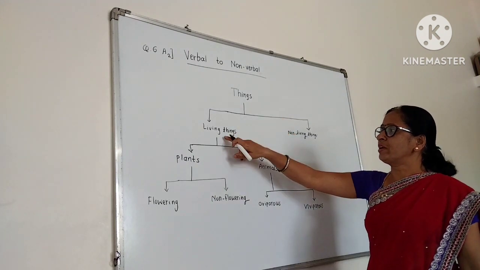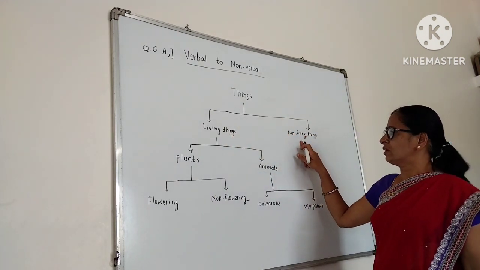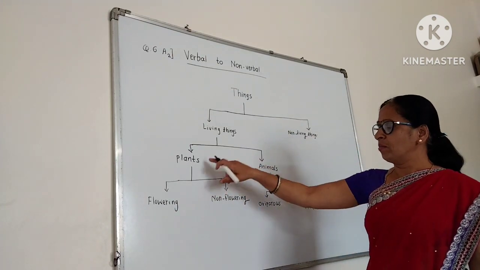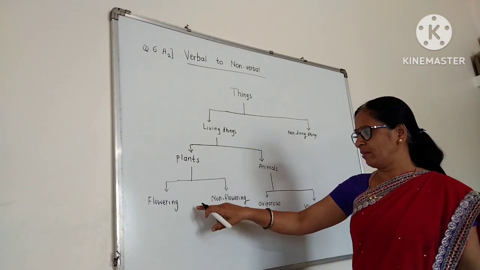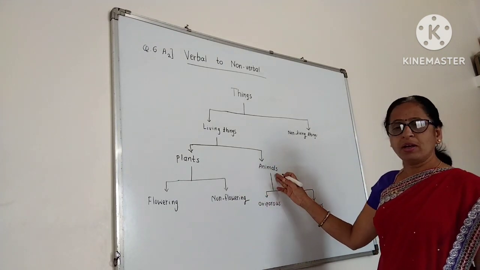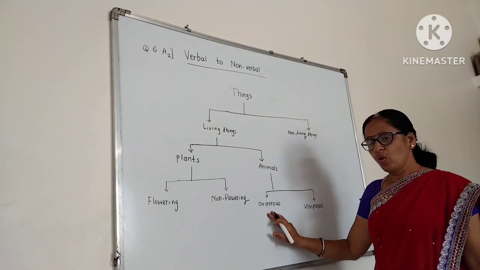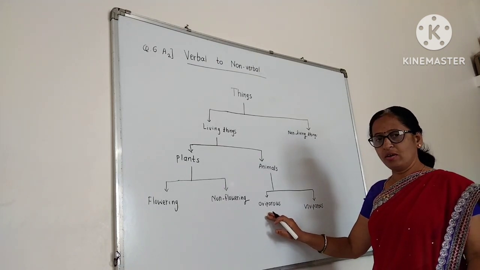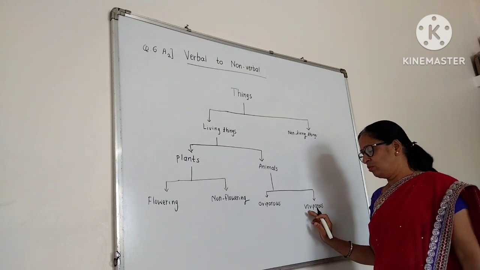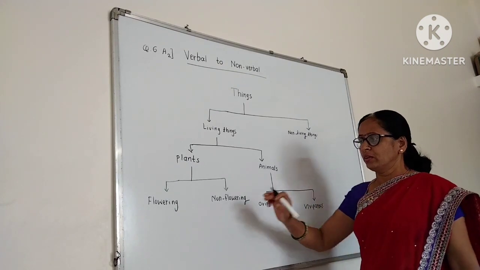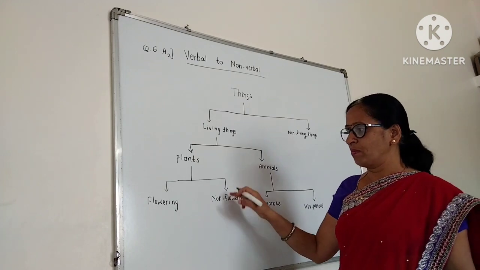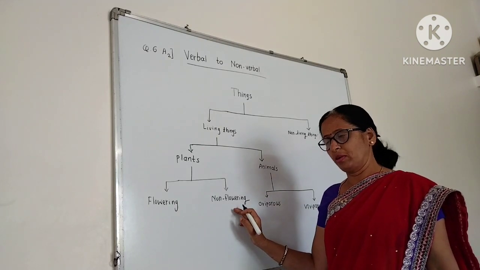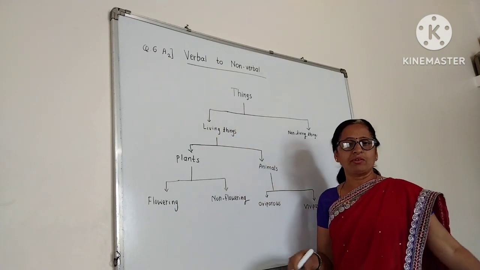Let's see, things are classified into two groups, living things and non-living things. Living things are classified into two types, that is plants and animals. Plants are further classified into flowering plants and non-flowering plants, while animals are subdivided into oviparous, which lay eggs, and viviparous, which give birth to the young one. Plants that bear flowers are called flowering plants. Plants that do not bear flowers are called non-flowering plants. This is a tree diagram showing the information given in the paragraph.